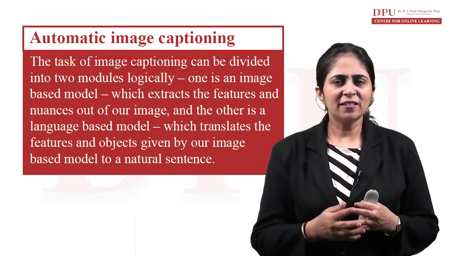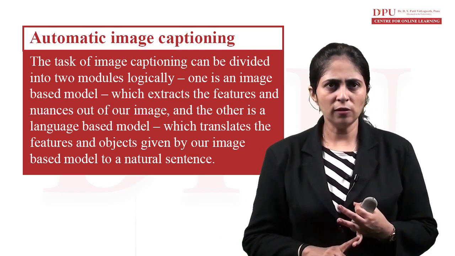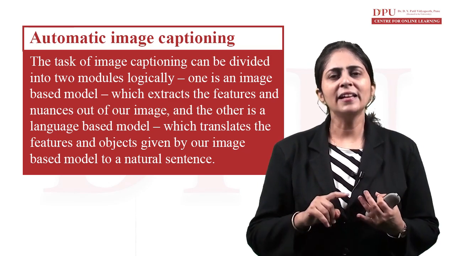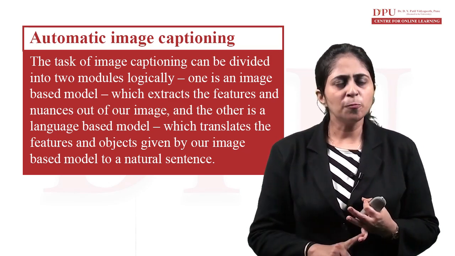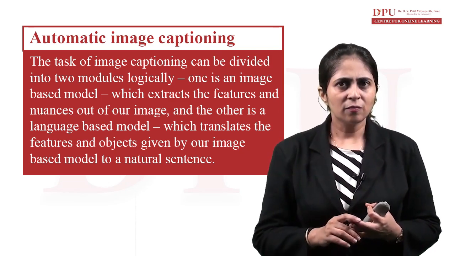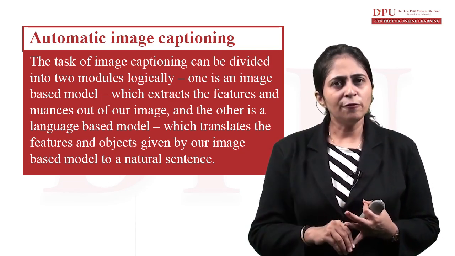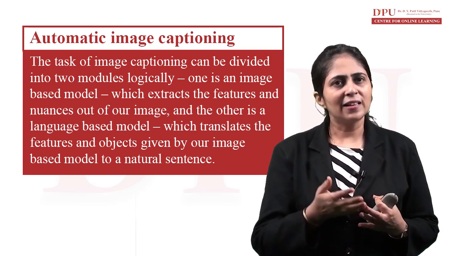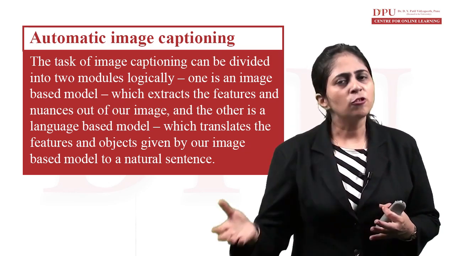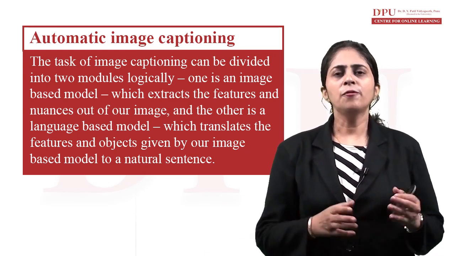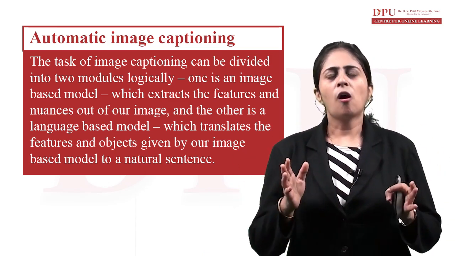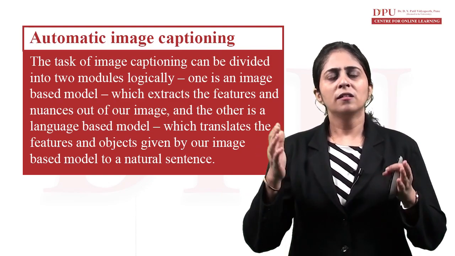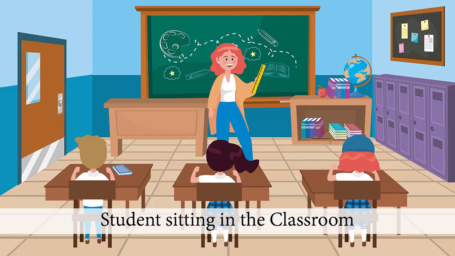So basically, image captioning can be categorized into two modules. One is the image-based model, second is the language-based model. In the image-based model, we extract the features from our image, and in the language-based model, we translate these features and the objects which are given by our image to a natural sentence. Like if you see a particular image of a student just sitting on a bench in a classroom, you can just caption it saying student sitting in the classroom. So that is what is happening.